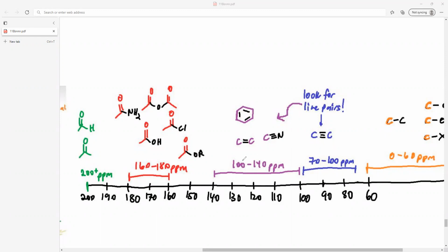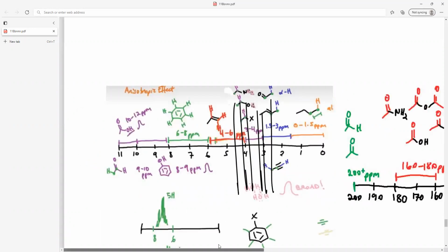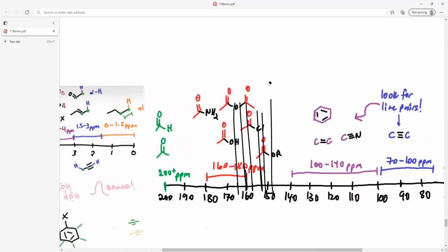So 100 to 140, double bonds. Benzene also shows up here. Benzene is great because benzene has 6 carbons that are double bonded. So you see what I like to call a band of carbons from 100 to 140. That's almost always indicative of a benzene. So you can use this on top of looking at the HNMR, over here in this region, to make sure that it is actually aromatically active.